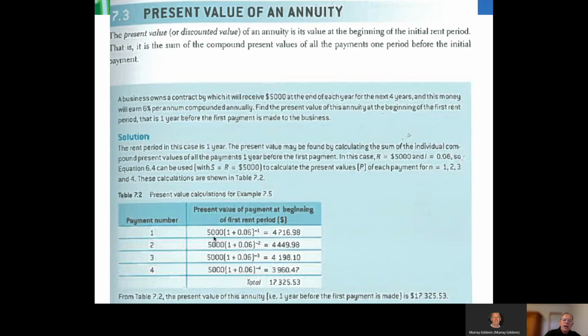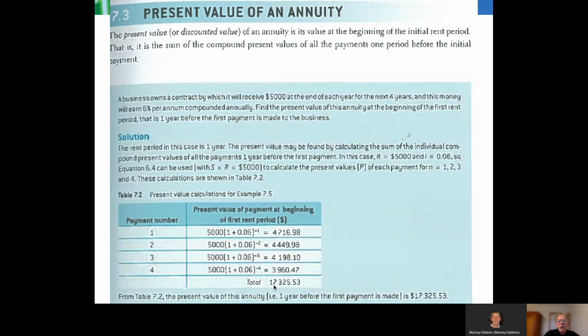So he's done it longhand. We'll do it on the calculator in a minute. But he said, look, we're going to find the present value of $5,000 at that 6% interest rate for 1 year. And so really it's 4,716. I'm going to find the $5,000 for 2 years, raise it to the power of -2, 5,000 at 3 years, 5,000 at 4 years, and add it all together.